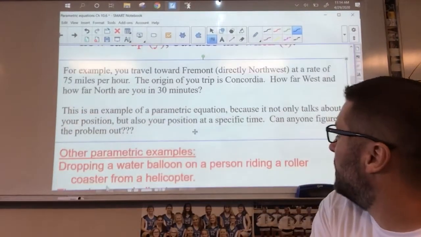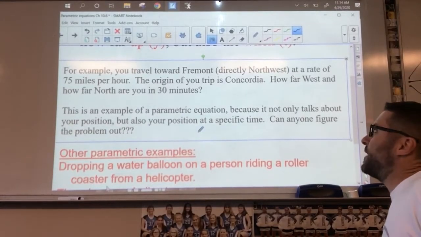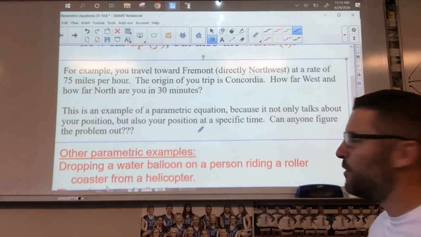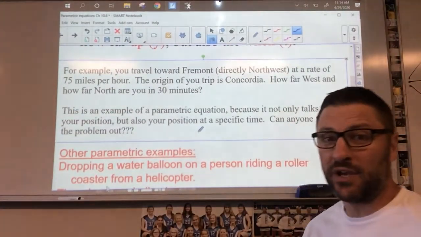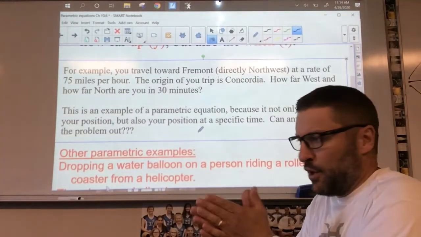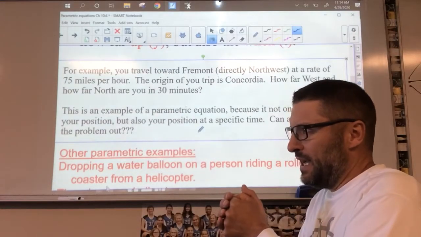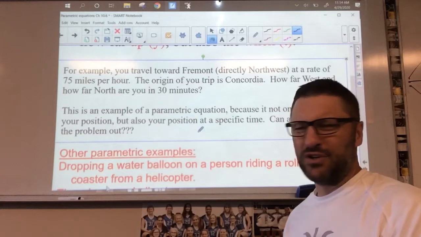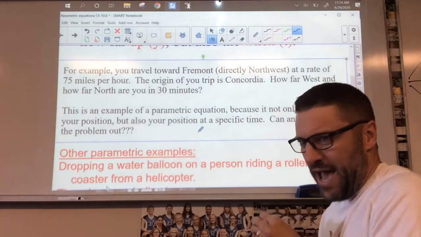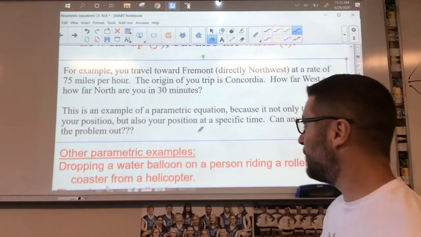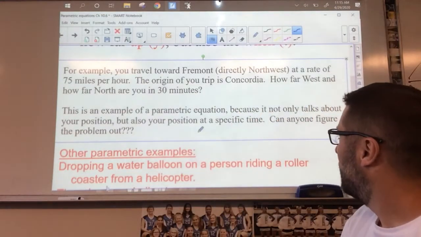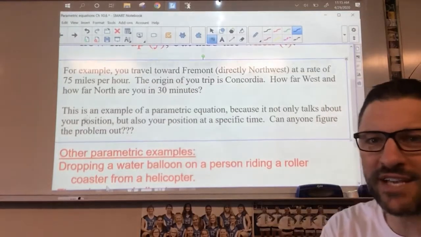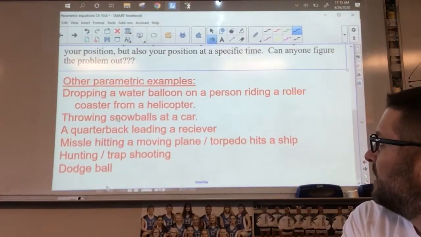For example, you travel toward Fremont directly northwest at a rate of 75 miles per hour. The origin of your trip is Concordia. How far west and how far north are you in 30 minutes? This is a parametric equation. If Concordia was your starting point and you went at that northwest heading, you can almost do a Pythagorean theorem or a trig problem where you figure out how far out in one direction and how far up in the other direction you are at a specific time. Can anyone figure this problem out? We could go through that, but here are a couple other example problems.